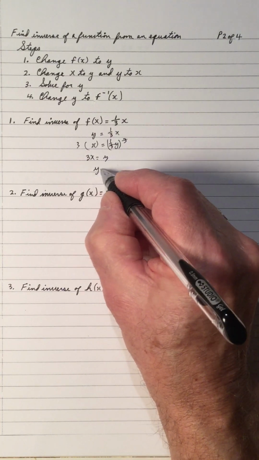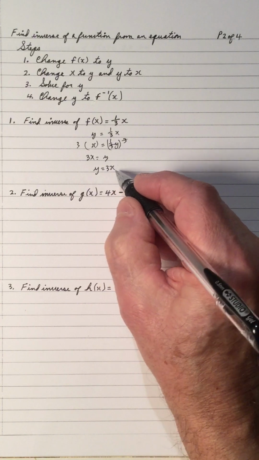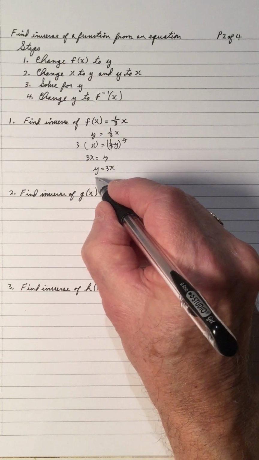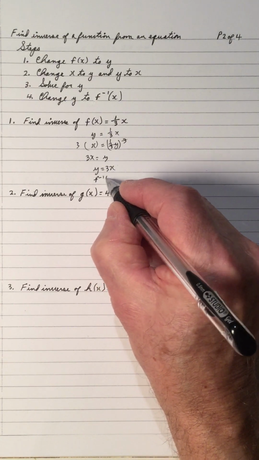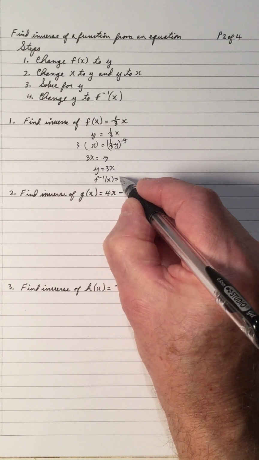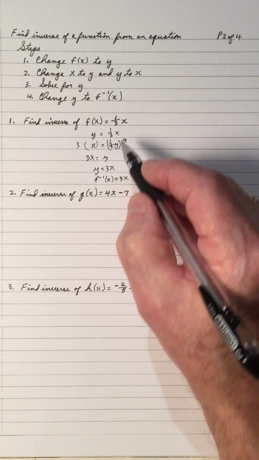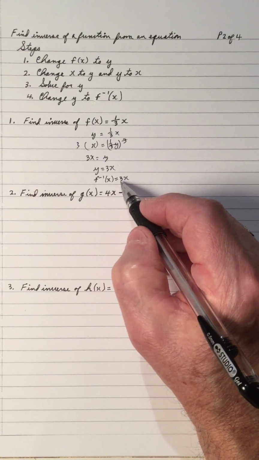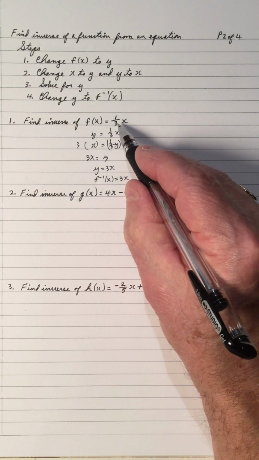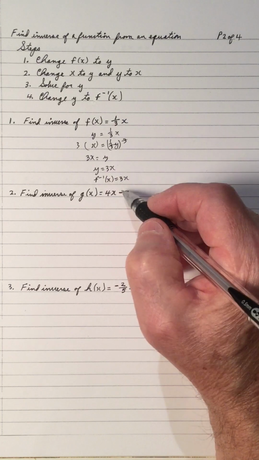So that's y equals 3x, and the y is f to the negative 1 of x equals 3x. Notice the slope here is 1/3. Notice the slope here is 3, because this is a multiplication, so it's a reciprocal, 3.